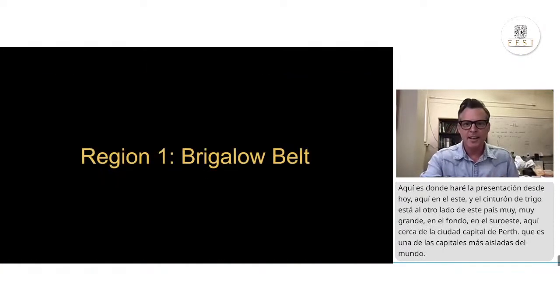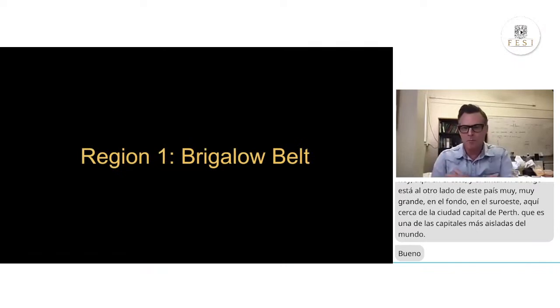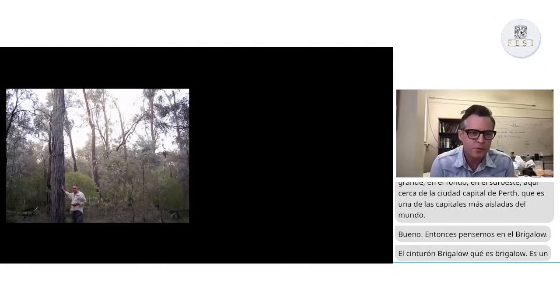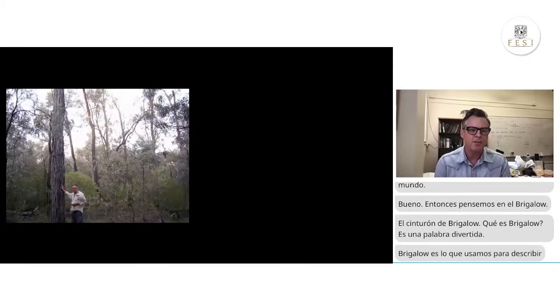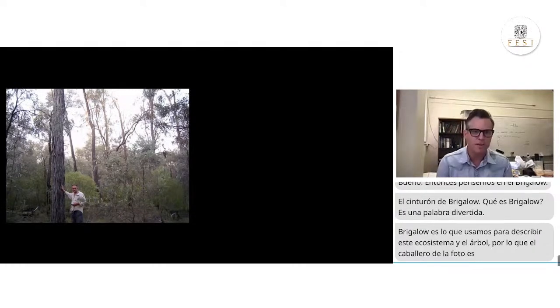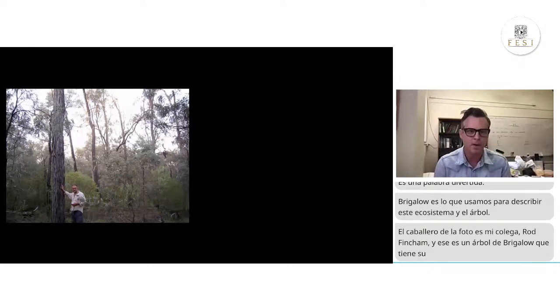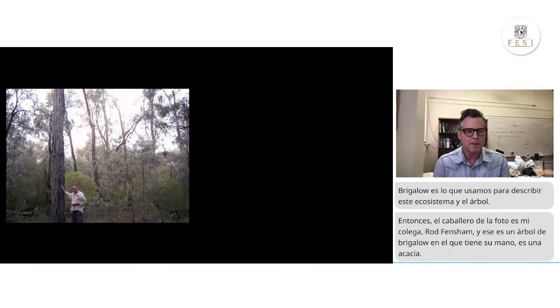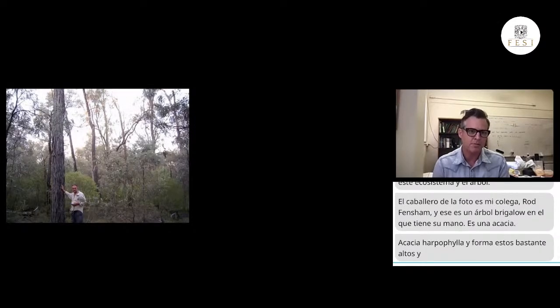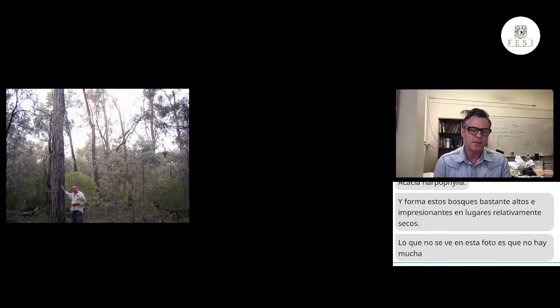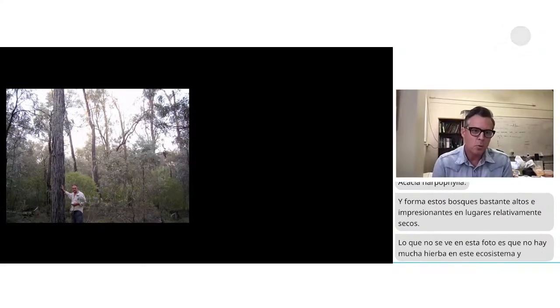Okay, so let's think about the Brigalow Belt. What is Brigalow? It's a funny word. Brigalow is what we use to describe this ecosystem and the tree. The gentleman in the photo is my colleague, Rod Fensham, and that's a Brigalow tree that he's got his hand on. It's an Acacia harpophylla, and it forms these rather tall and impressive forests in relatively dry places. What you can't see in this photo is that there's not a lot of grass in this ecosystem, and that's problematic if you want to graze things, if you want to grow fat cows, for example.